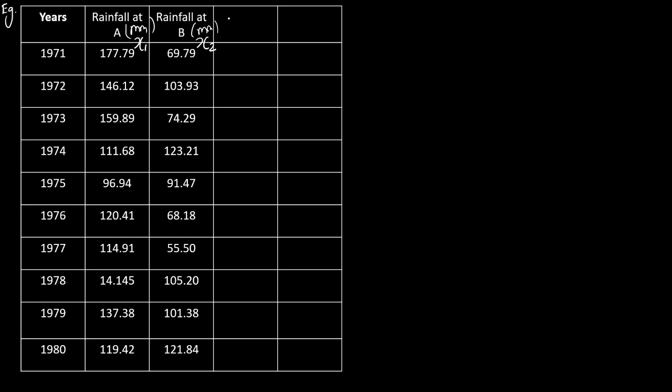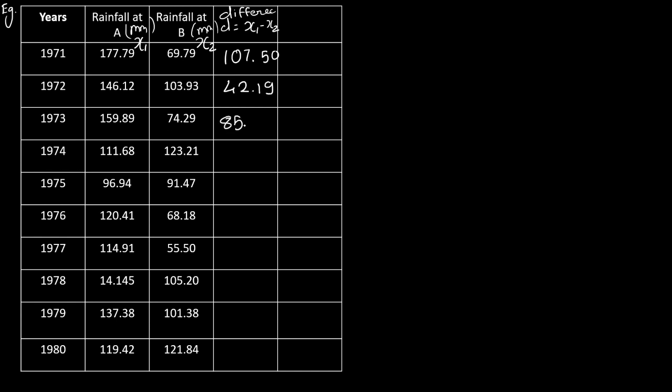So now I need to calculate the third column of the difference D, that will be given by x1 minus x2. Now if I need to calculate this, 177.79 minus 69.79, that comes out to be 107.50. Then this difference, 146 minus 103, that comes out to be 42.19.